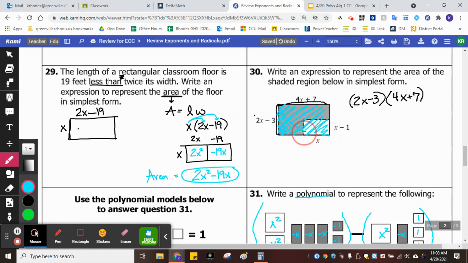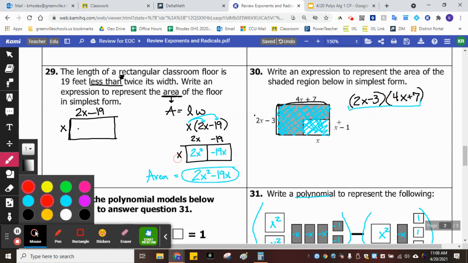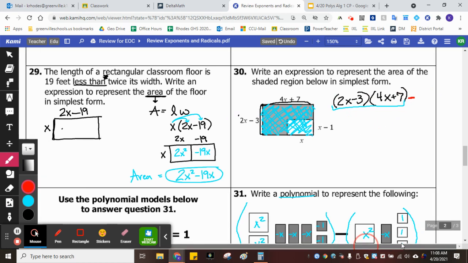So that gives you this whole box. But that's not what this question asks for. This question just asks for the shaded area. So if we multiply these two polynomials together, we get the whole area in blue. That's what that equals. So then you have to go back and minus this white area right here. So then we're going to minus the area of this box, which will be x times x minus 1. And then you would have to simplify all of it.